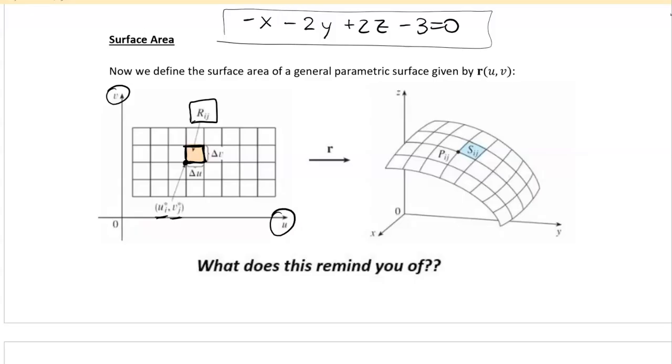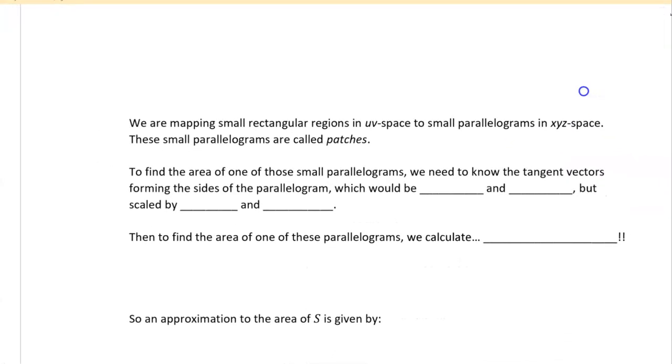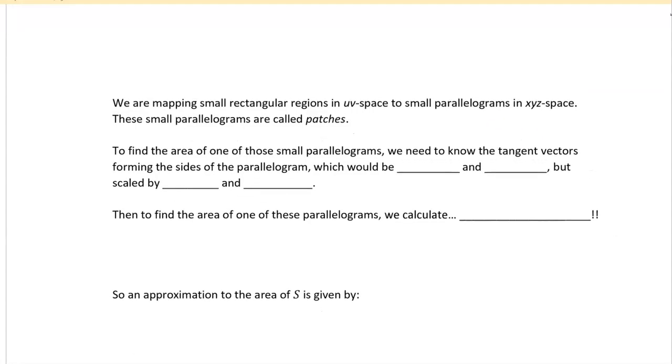For instance, we've talked about things like this before, if you remember. That is going to correspond through our vector function R to what we're going to end up calling a patch on our parametric surface right there. It certainly does not have to be a rectangle as it kind of looks in UV space. So maybe this reminds you of parallelograms. We are mapping small rectangular regions in UV space to small parallelograms. So I'll draw a parallelogram right there. That was a bad parallelogram, my bad.